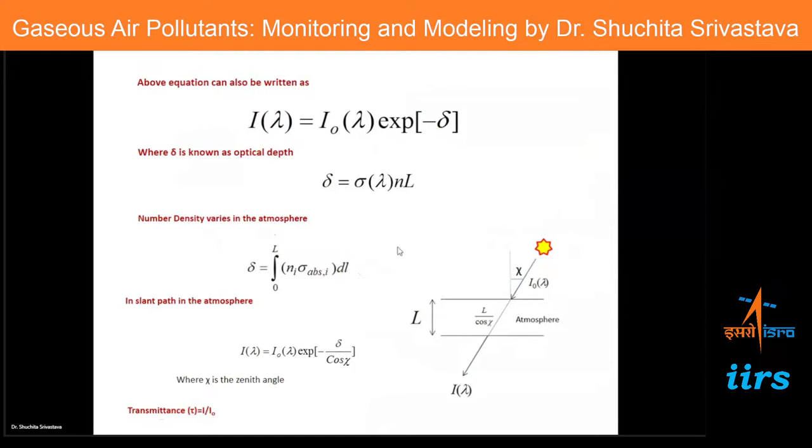Now, in a more generalized case, the light will not always travel vertically towards the earth, right? It will come towards the earth on a slanted path also. So if L is the depth of the atmosphere and chi is the solar zenith angle, then the distance traveled in the atmosphere before reaching the surface of the earth will be equal to L by cos of chi. So the generalized Beer-Lambert formula will be I lambda is equal to I0 lambda exponential minus delta by cos of chi, where chi is the zenith angle. And transmittance is the ratio of outgoing intensity to incident intensity.